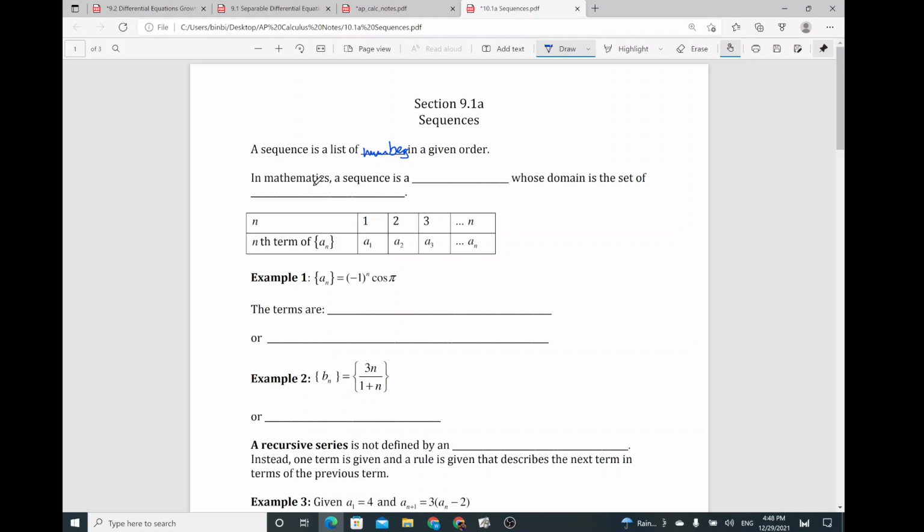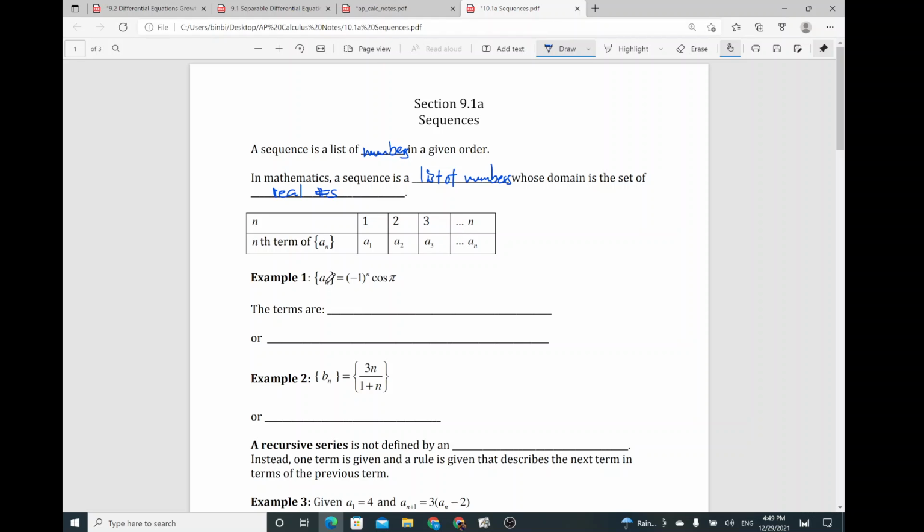In mathematics, a sequence is a list of numbers whose domain is a set of real numbers. It's a list of numbers. So for example, a sub 1 is the first term, a sub 2 the second term, a sub 3 the third term, and then a sub n the nth term.